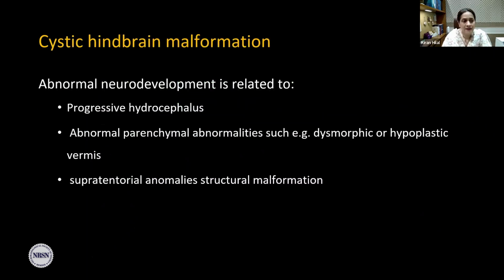So again, the answer is that abnormal neurodevelopment is related to all of them. The progression of the hydrocephalus, the severity of the hydrocephalus, posterior fossa abnormality, dysmorphic or hypoplastic vermis, supratentorial anomalies, structural malformation, all have an impact on the neurodevelopmental outcome.